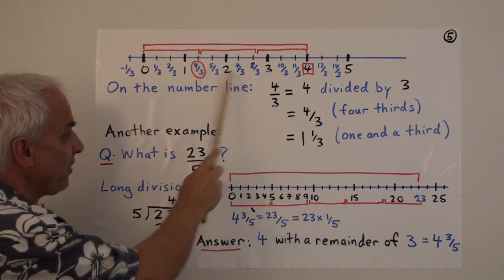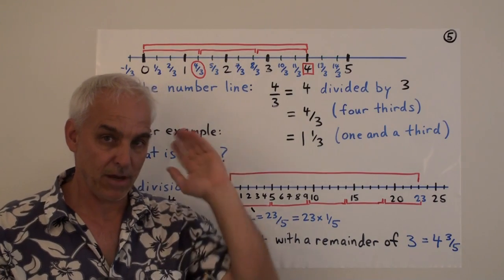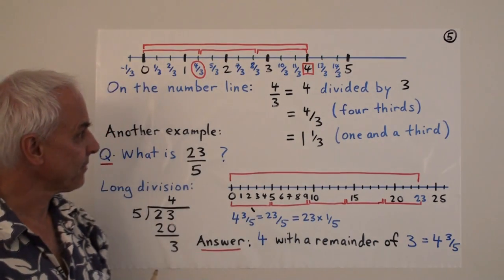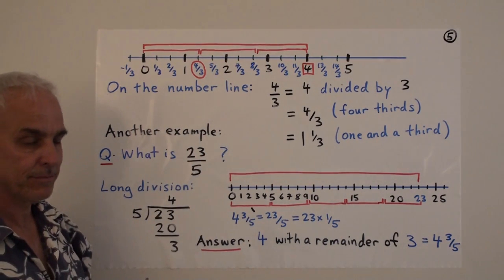Okay, try to figure out for yourself, what is 7 thirds as a mixed fraction? Just looking on the line. Do you all get 2 and 1/3? Good.